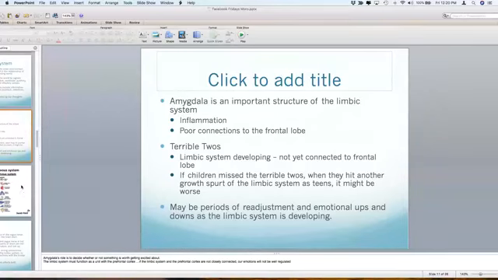So when we are integrating reflexes, integrating the Moro, we are dealing with the limbic system, and sometimes as it's starting to mature, some of those kids that didn't pass through the terrible twos, or maybe didn't hit a certain developmental stage, it will. And so sometimes it'll act like, oh, well, now they almost feel worse, but actually they're progressing through those stages that they didn't hit.